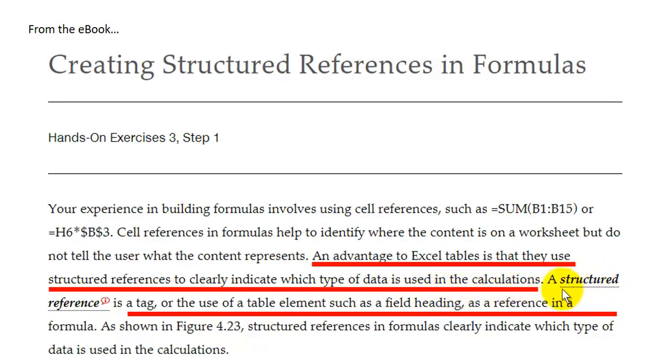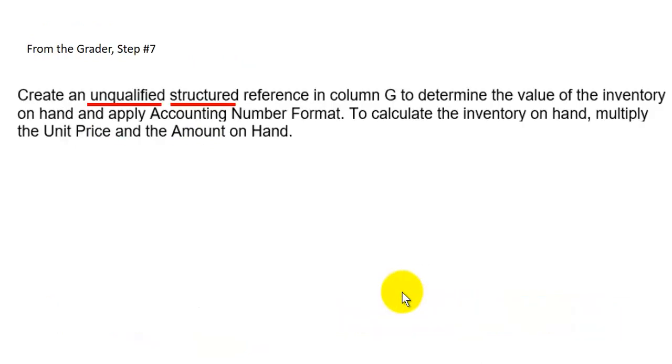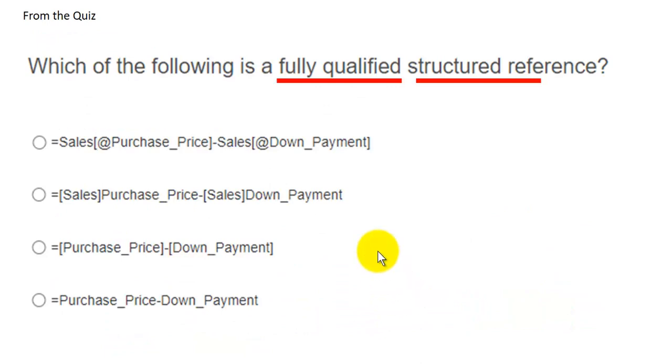So it tells us now a structured reference is a tag. I don't really get that. A tag or the use of a table element. Well, if I'm working with tables, an element is just something in the table, such as a field heading. So let's just go back for a minute. If I have a column in my table called purchase price or down payment or sales, then wouldn't that be a field, the name of a column in my table?